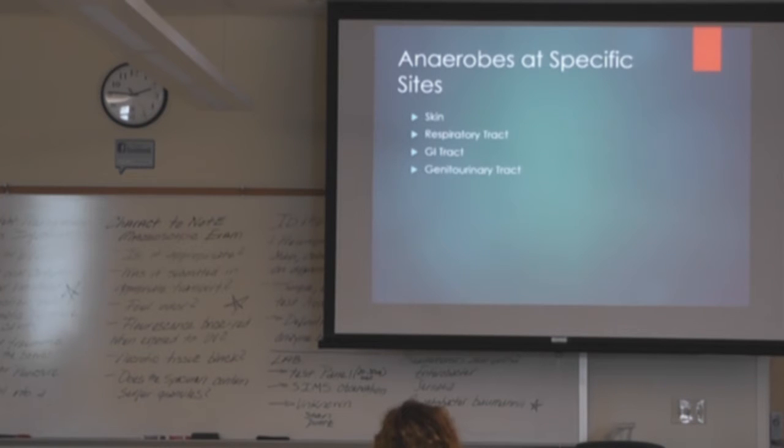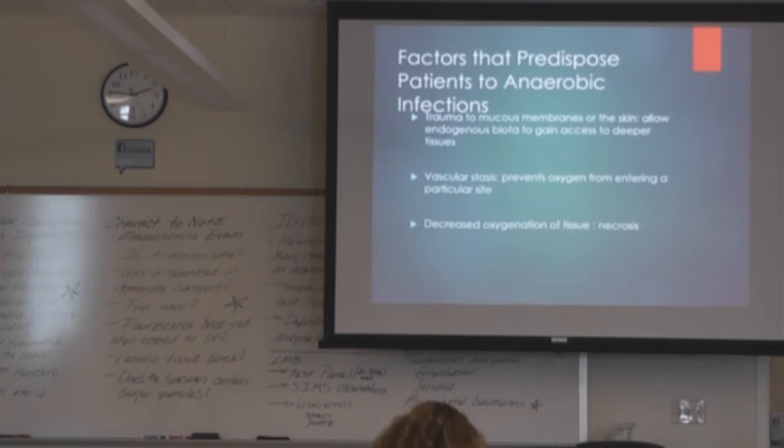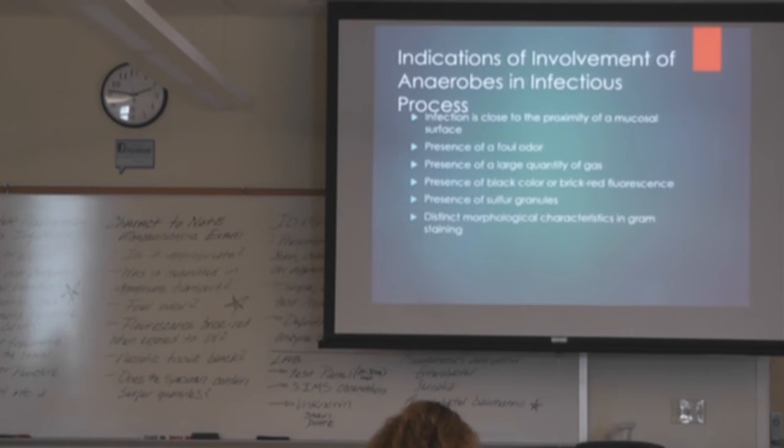Let's see. Factors that predispose patients. All right, we already talked about this, about the trauma, particularly to the skin. It's going to let endogenous biota gain into deeper tissues, which is the problem. Okay, vascular stasis, preventing oxygen from entering a particular site. And then if you have decreased oxygenation, that's when you're going to start dealing with stuff like necrosis. Okay? So any questions on that one? Pretty good so far? Okay.